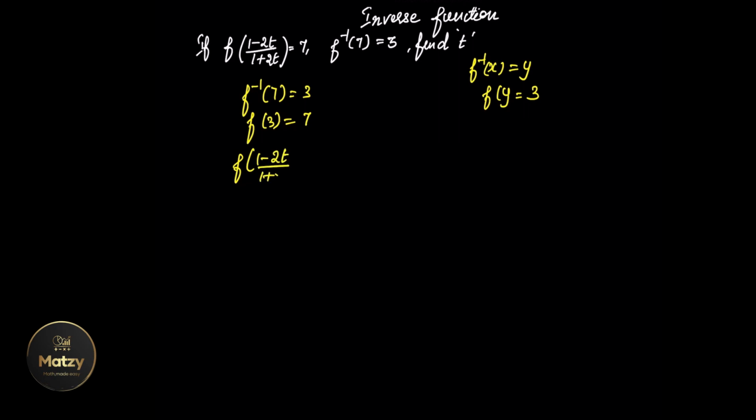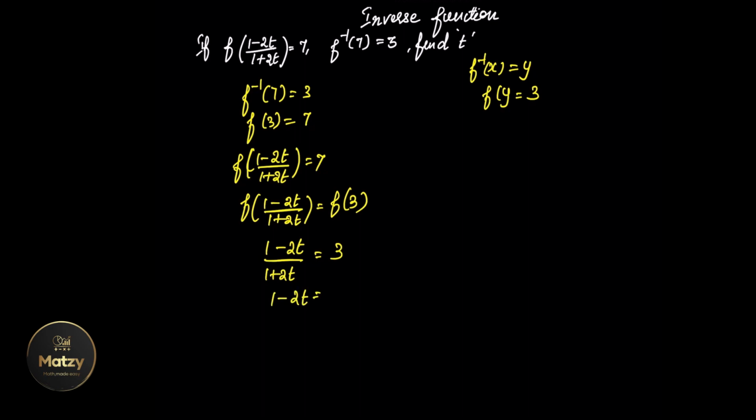What is given in the problem? f of (1 minus 2t) over (1 plus 2t) is equal to 7, it is given. Am I right? So, both are equal to 7, no? So, I am writing f of (1 minus 2t) by (1 plus 2t) equals f of 3. So, (1 minus 2t) over (1 plus 2t) equals 3.